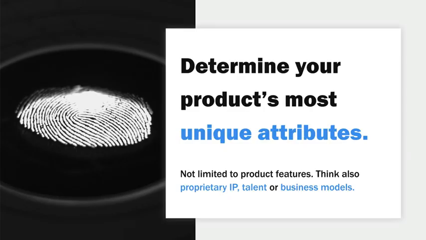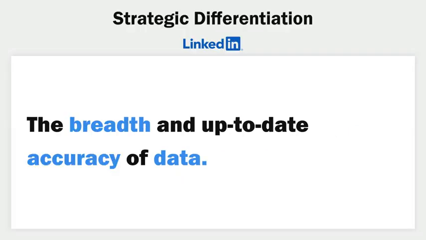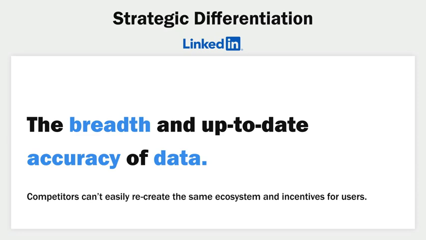Then, once you've defined your competition, determine the unique attributes you have that make your product more compelling than the rest. These unique attributes aren't limited to product features. In many cases, they can also be elements like proprietary IP, talent, or business models. For example, at LinkedIn, their strategic differentiation was the breadth and up-to-date accuracy of their data. Even if competitors knew that up-to-date data was important, they couldn't easily recreate the same ecosystem and incentives for users to give them the same.